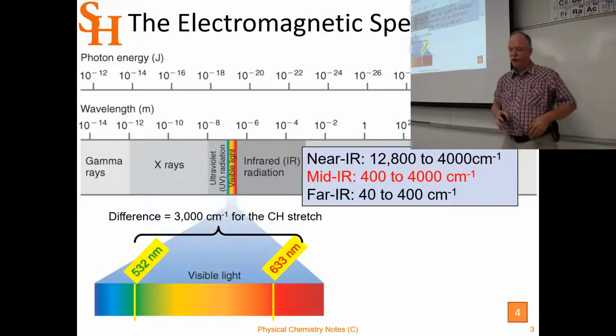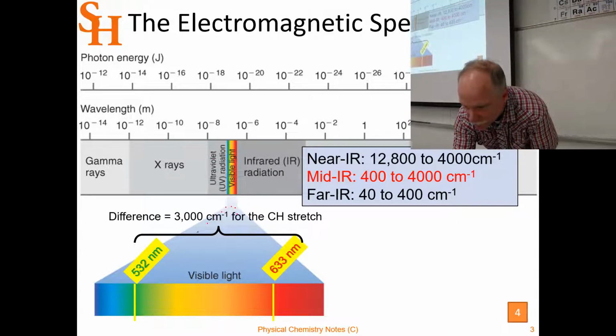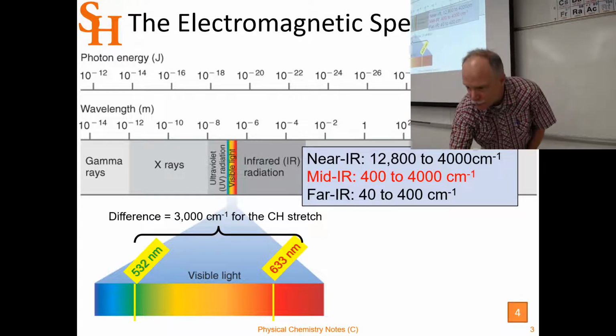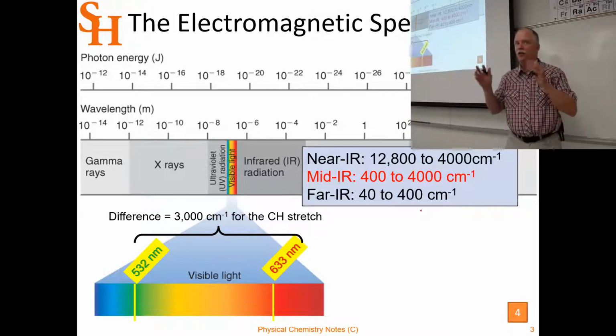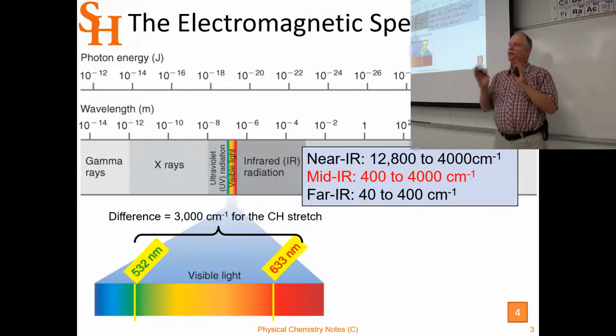We have the visible spectrum here, and we have a 532 nanometer laser, and our mid-infrared spectrum is going to be spread out between 400 up here and 4,000 wave numbers. So that's going to have the whole vibrational spectrum of our molecule. And so that's the difference between the incoming light and the outgoing light.